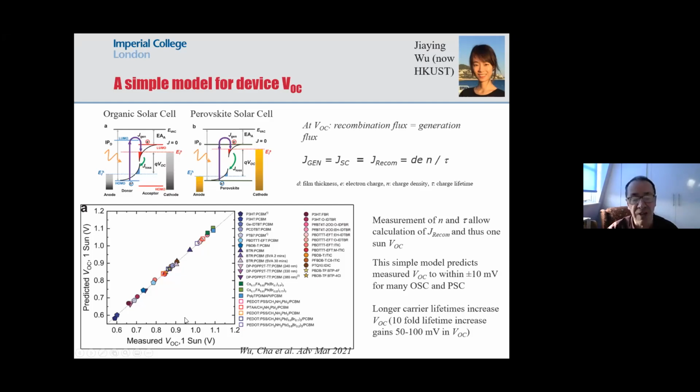It also has the idea that if we want to increase open circuit voltage, we want to store more energy in these devices after solar irradiation, we need to increase carrier lifetimes. And from the gradients of carrier lifetime versus charge density, we can estimate and show that if we manage to increase the carrier lifetime by a factor of 10, then that gains voltage by between 50 and 100 millivolts.